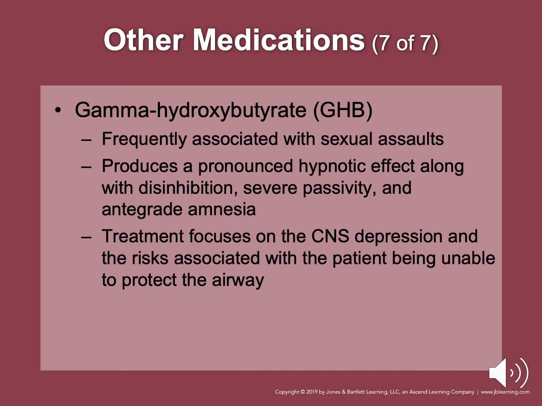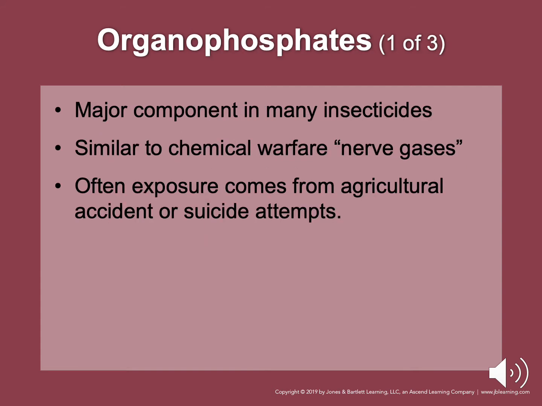Organophosphates in insecticides are classified as cholinergic agents. They overstimulate normal bodily functions that are controlled by the parasympathetic nervous system. Suicide attempts and accidental agricultural exposure can account for a considerable share of organophosphate poisonings. Signs include anxiety and restlessness, headache, dizziness, confusion, tremors, and seizures.